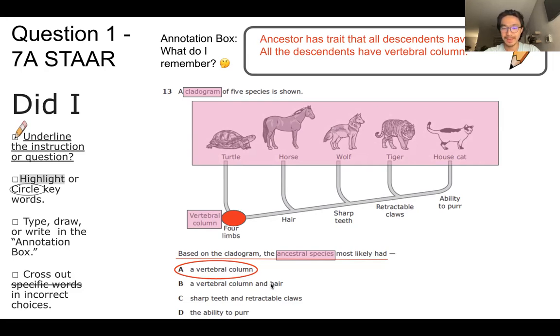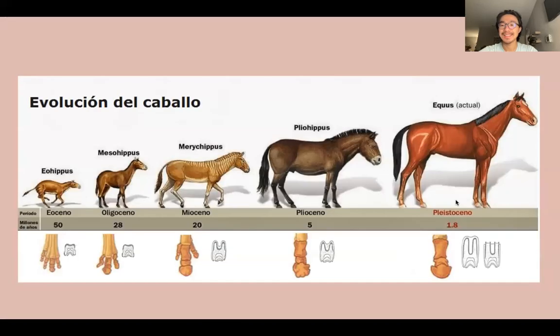We see hair here, that makes that wrong because hair evolved after that common ancestor split. We also know retractable claws evolved much later. Sharp teeth evolved later after the common ancestor. And the ability to purr is a very new trait. So it's not what the ancestors had. So again, it's A.